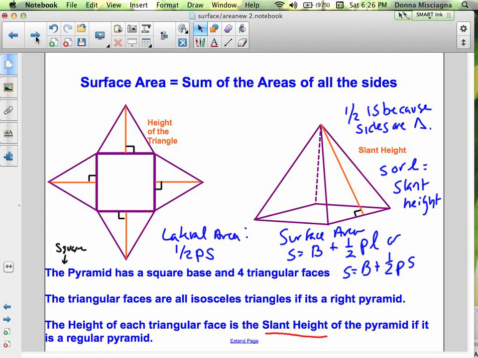So instead of taking the perimeter times the height, like we do in prisms, we're going to take half the perimeter times the slant height, because they're triangles, not rectangles, and the formula for the area of a triangle is half. So the 1/2 is because the sides are triangles. Over on the right it has that listed. I could probably star that for you.